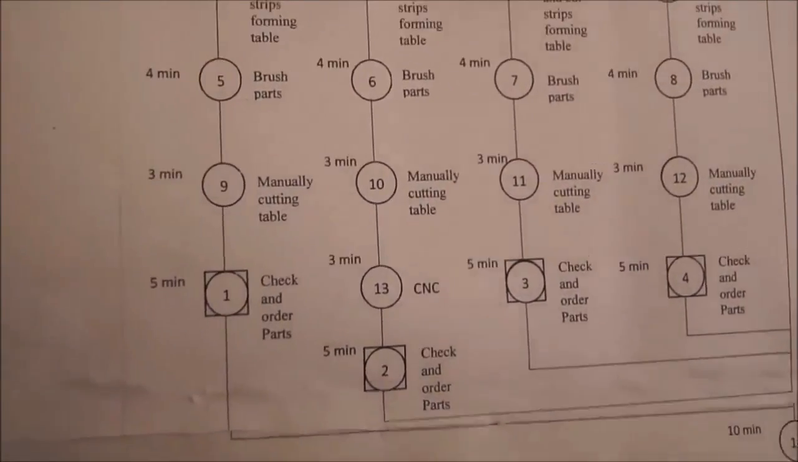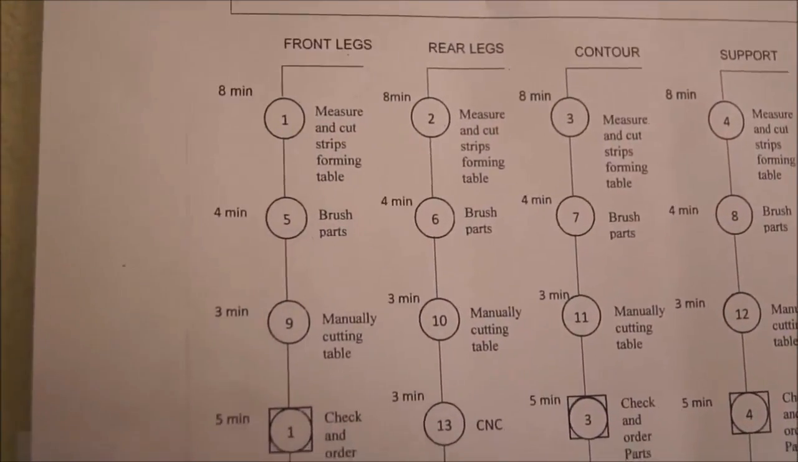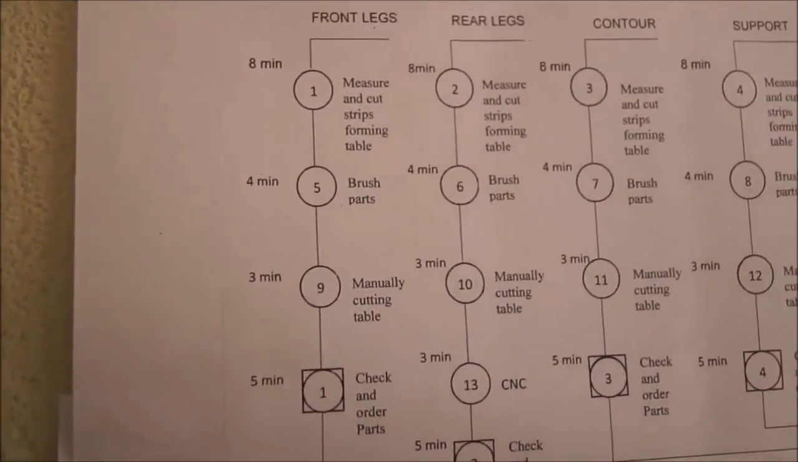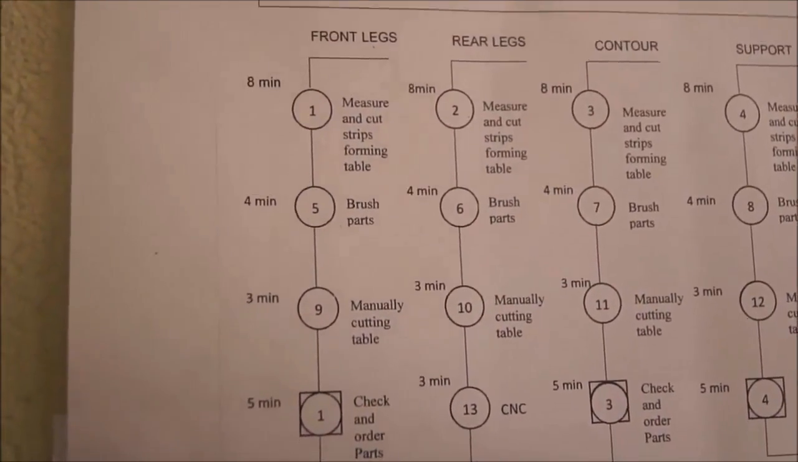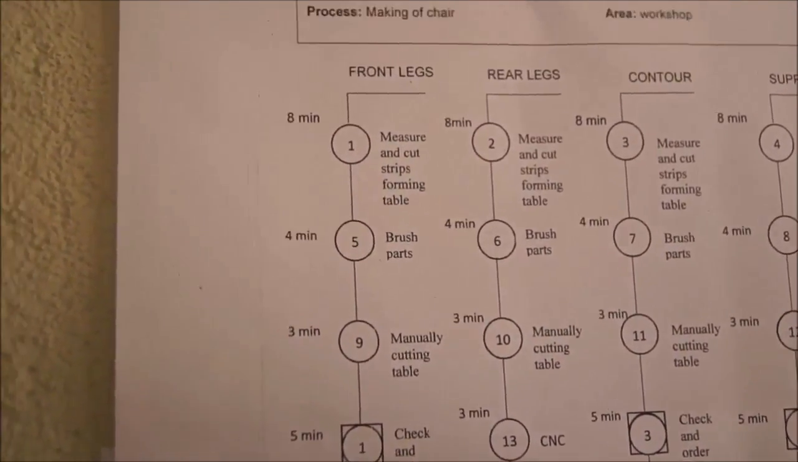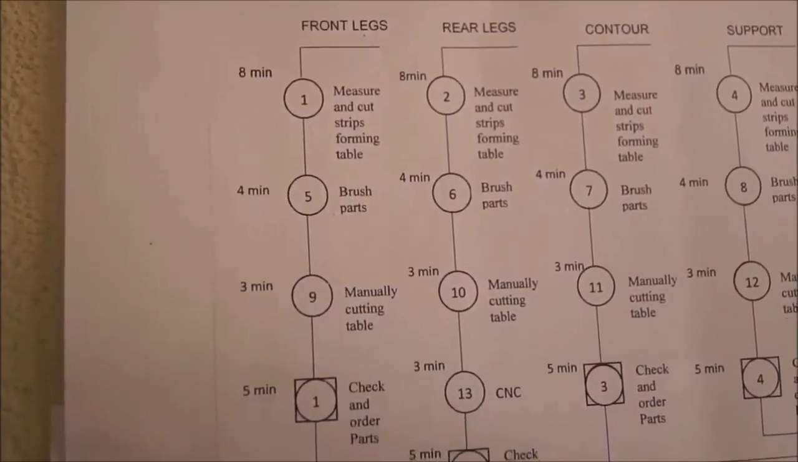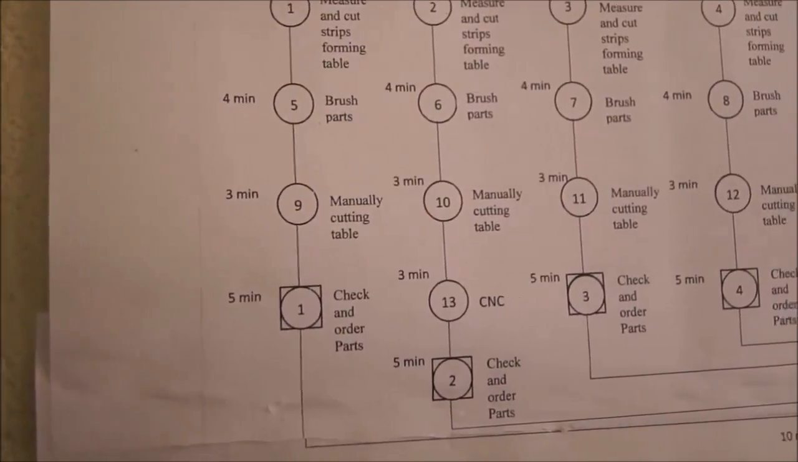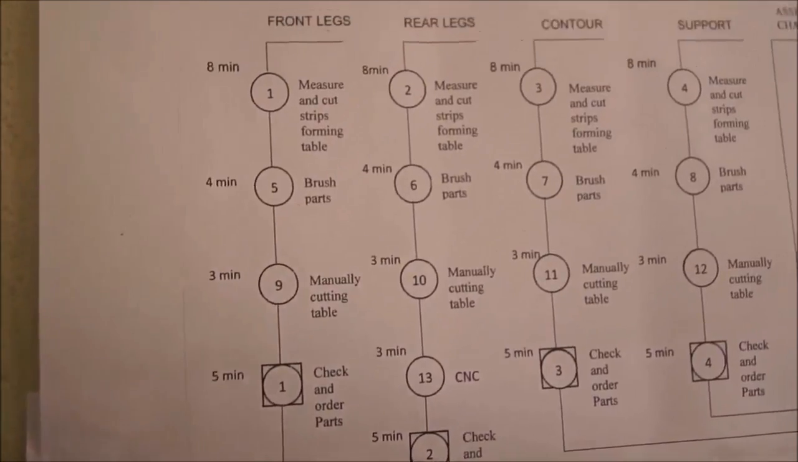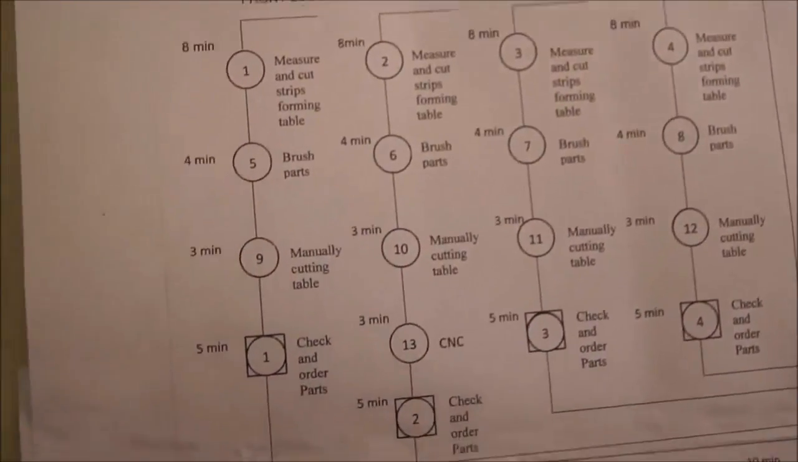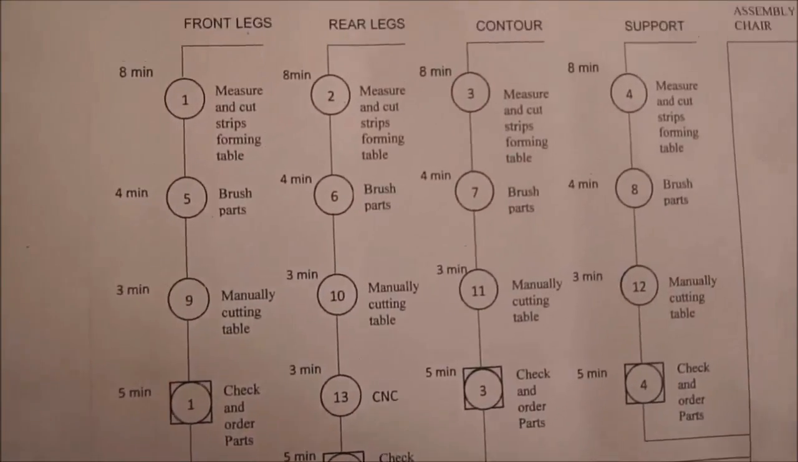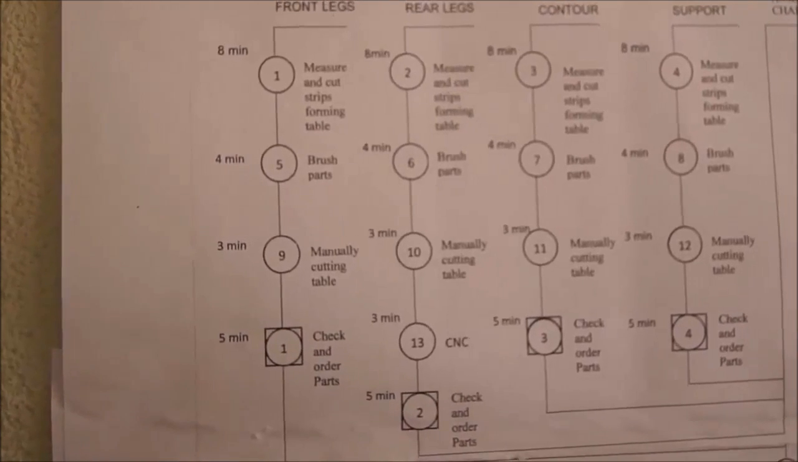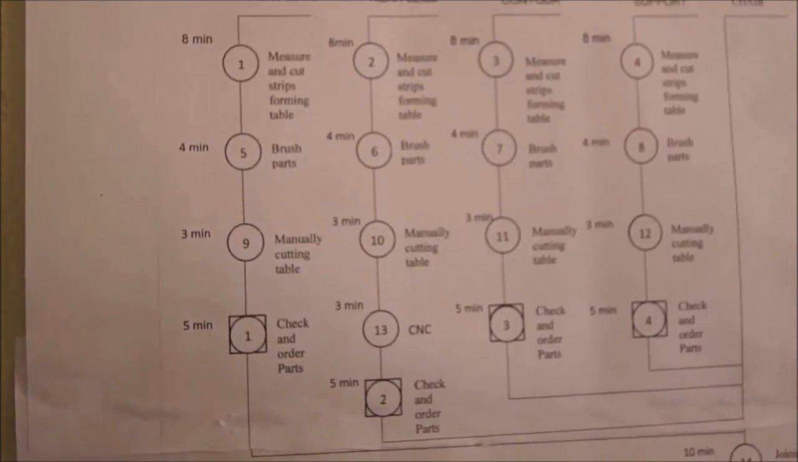The front legs have 3 operations and 1 combined. The first operation is measure and cut the strips forming table with 8 minutes. The second, brush parts, 4 minutes. The manually cutting table 3 minutes and check and order parts 5 minutes. The rear legs have the same operations, only one more. It is CNC with 3 minutes and check and order parts 5 minutes.